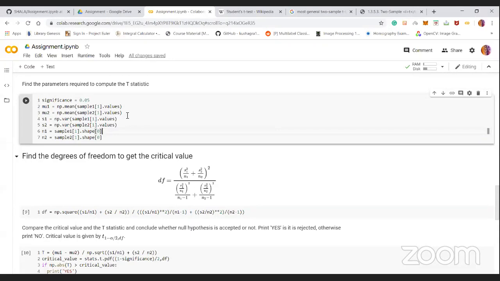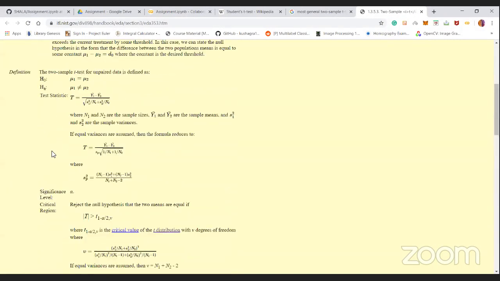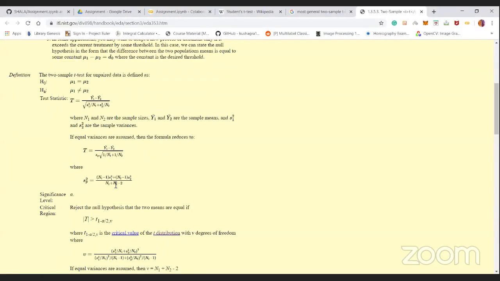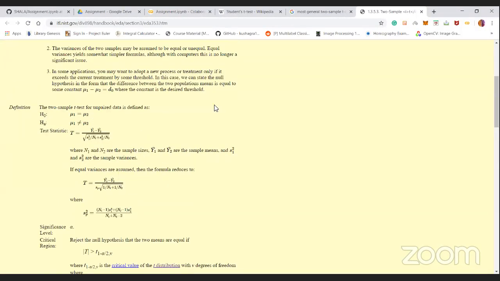What you generally do in a t-test is find the t statistic. The formula for the t statistic for two samples is given by this: y1 bar minus y2 bar divided by the square root of this thing. Here y1 bar and y2 bar are the means, S1 square and S2 square are the sample variances, and N1 and N2 are the sample sizes. Then, based on the number of samples and the sample variation, you find the degrees of freedom for the t distribution.